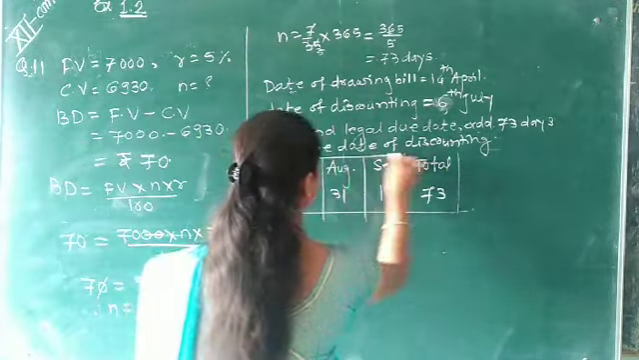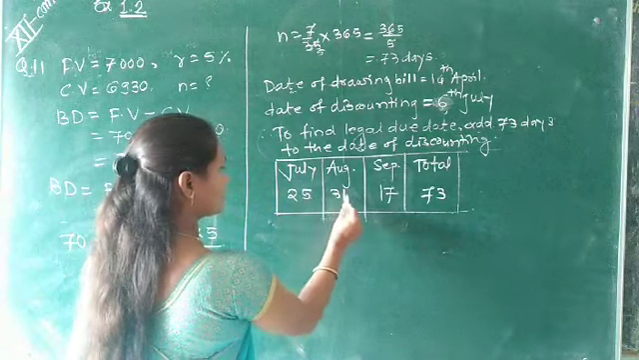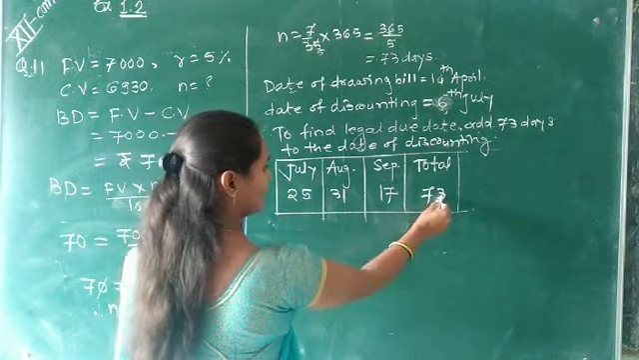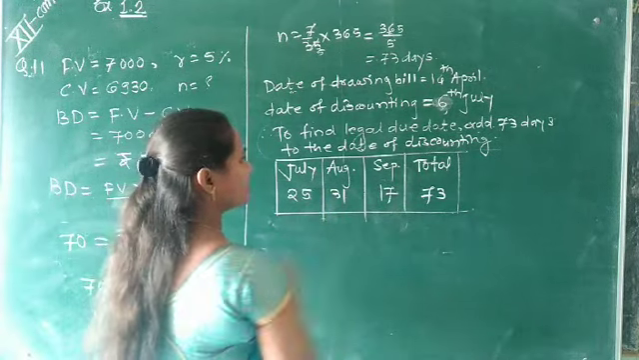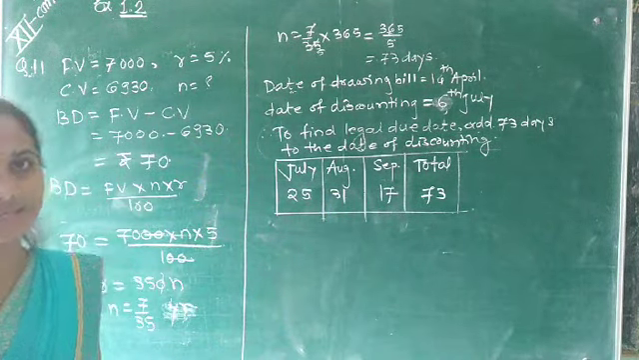तर आपली टोटल किती येते? 73 आहे. See here, 5 plus 1, 6. 6 plus 7, 13. Carry 1, 2. 2 plus 3, 5. 5 plus 2, that is 7. So here we get the total days, that is 73.